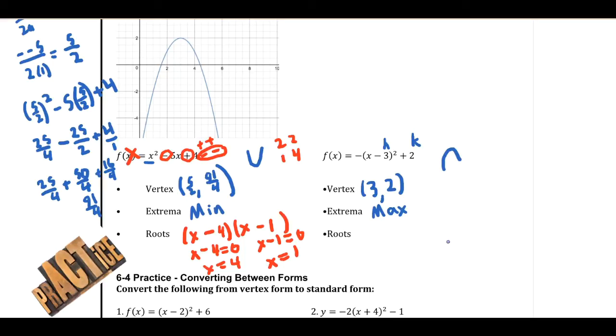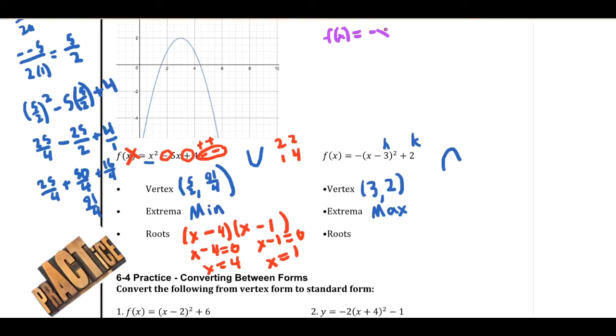So let's just double check our roots over here. Now, to figure out the roots on a standard form, a vertex form, your best bet will probably be to convert it to standard form. That way you can either factor or use the quadratic formula. So that's what I'm going to do.